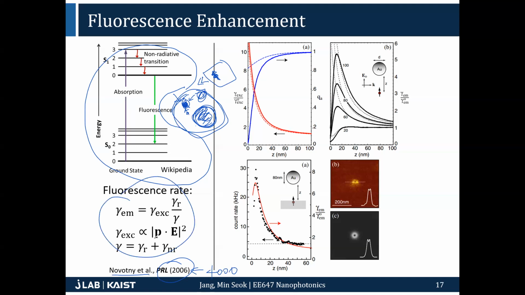So the idea is simple. The fluorescence rate is determined by two things. One is the excitation rate, the rate of the excitation process. And the second thing is called quantum efficiency. Quantum efficiency is like the total decay rate, so the radiative plus non-radiative decay rate, the sum of which gives you the total decay rate. And here it's the radiative decay rate.